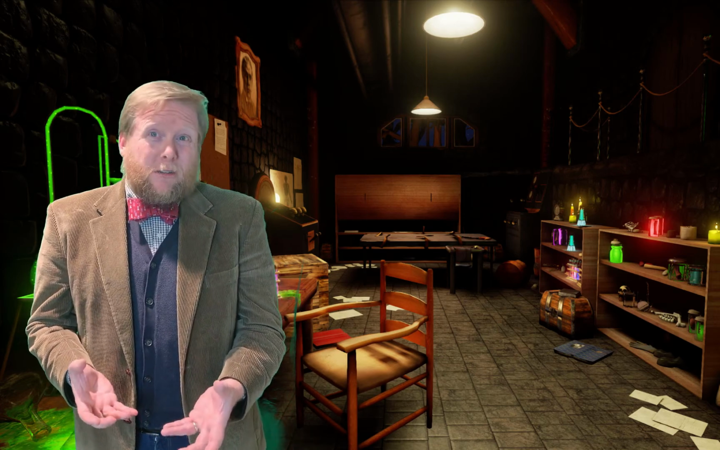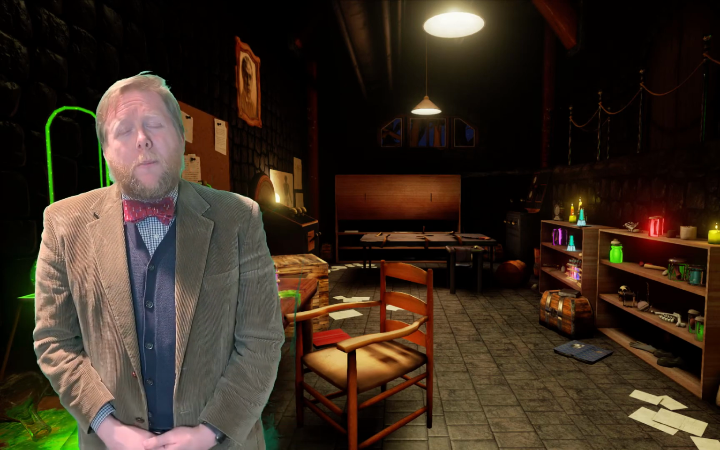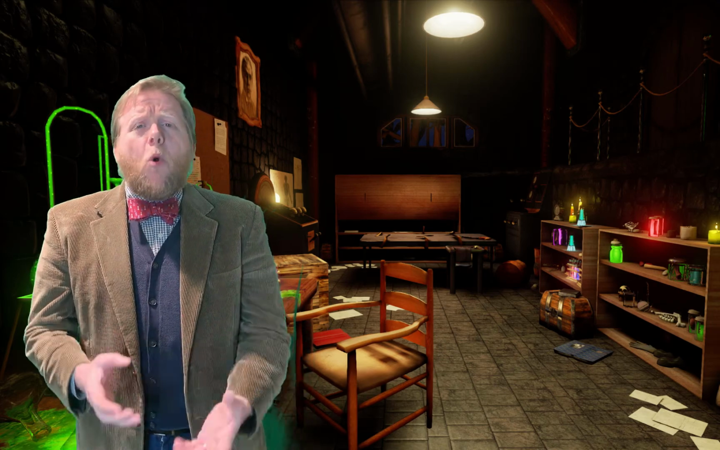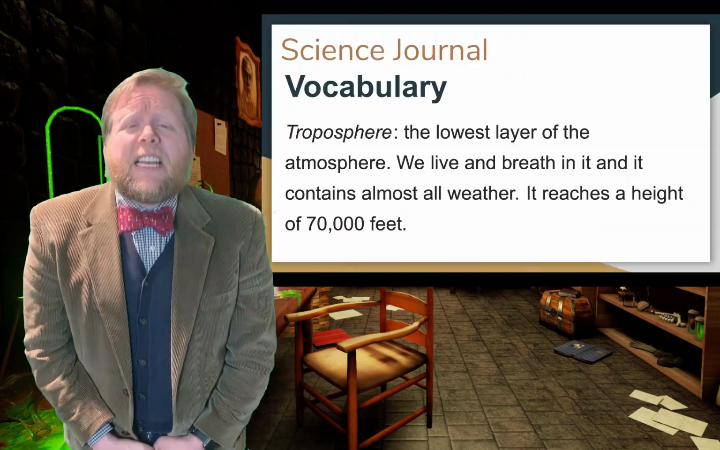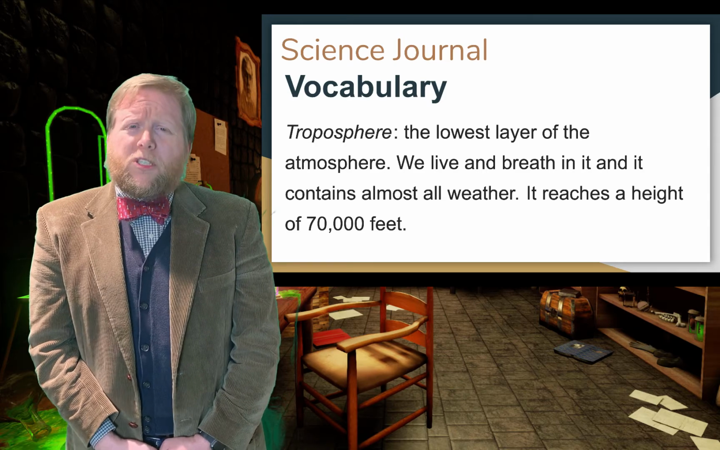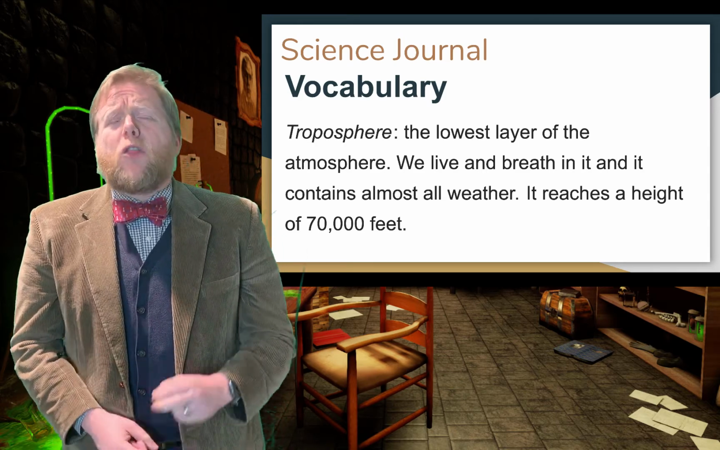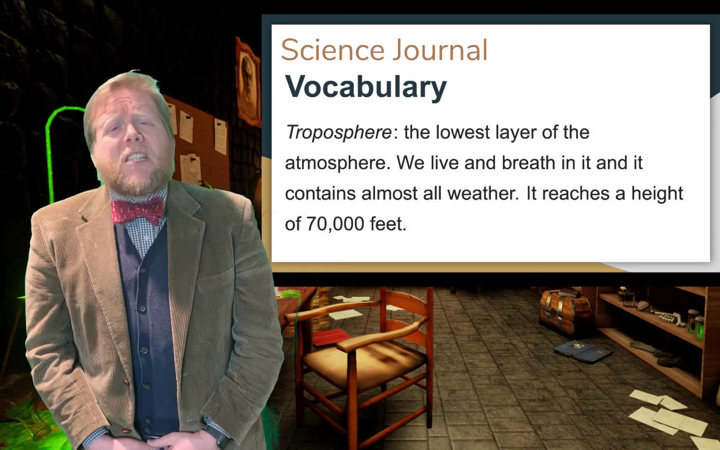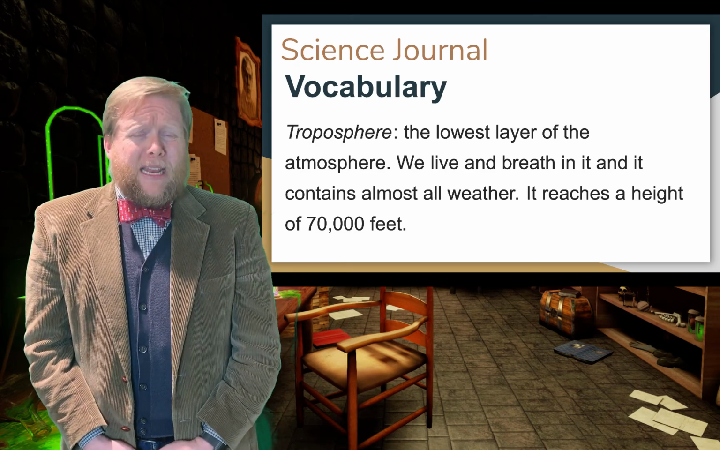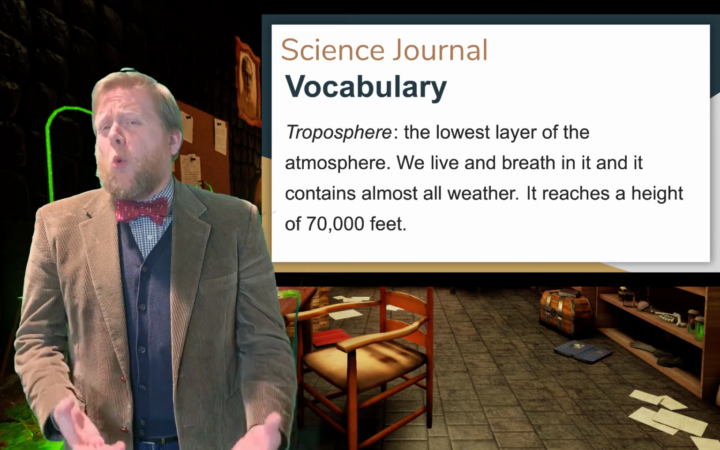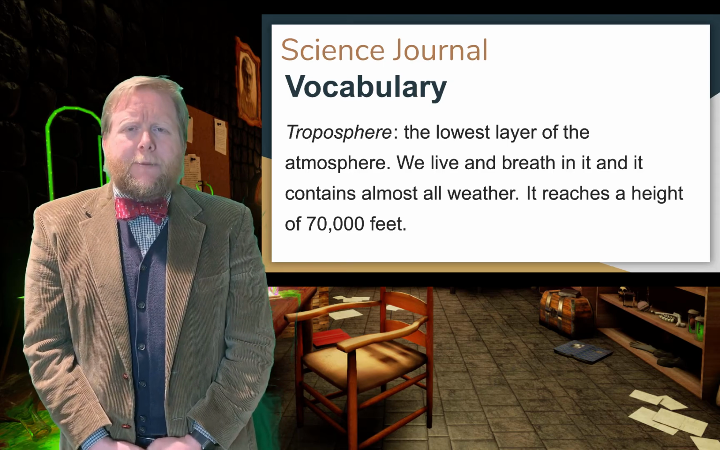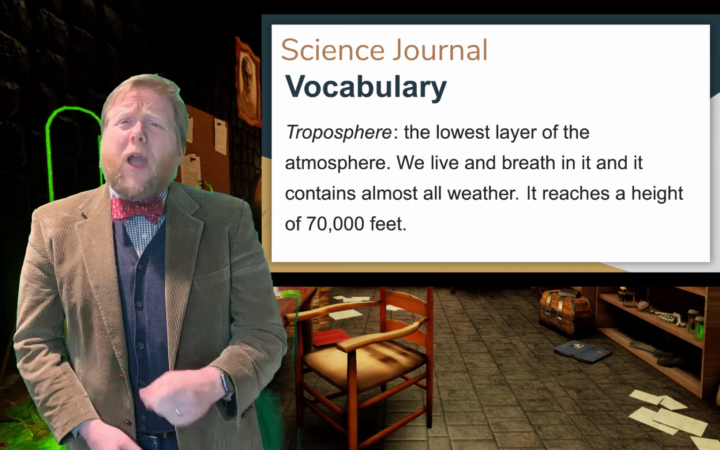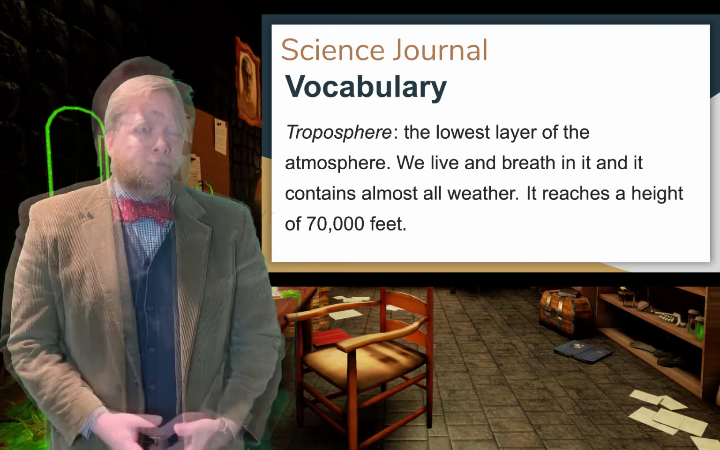More sunlight meant warmer air, at least near the surface, and then that air could go up. So you saw in the sim, the more sunlight, the warmer the air parcel is. So that leads us to our vocabulary word, the troposphere. We're going to define troposphere as the lowest layer of the atmosphere. It's the layer of the atmosphere that we live and breathe in. It also contains almost all the weather, and a rule of thumb is that it reaches from sea level to about 70,000 feet. So, in your science journals, please write troposphere and the definition.